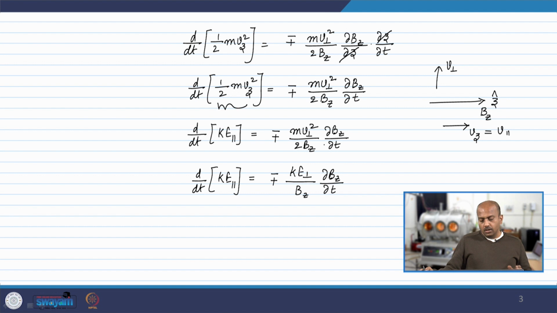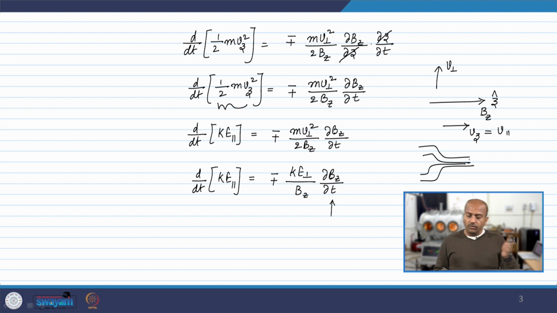Right. So the rate at which the particle's energy changes along the gradient of the magnetic field seems to be dependent on how the magnetic field changes with respect to time. So how is the time coming into this picture? You have a configuration like this, a bottle configuration in which the magnetic field is being converged into, right? So where is the variable time defined here?